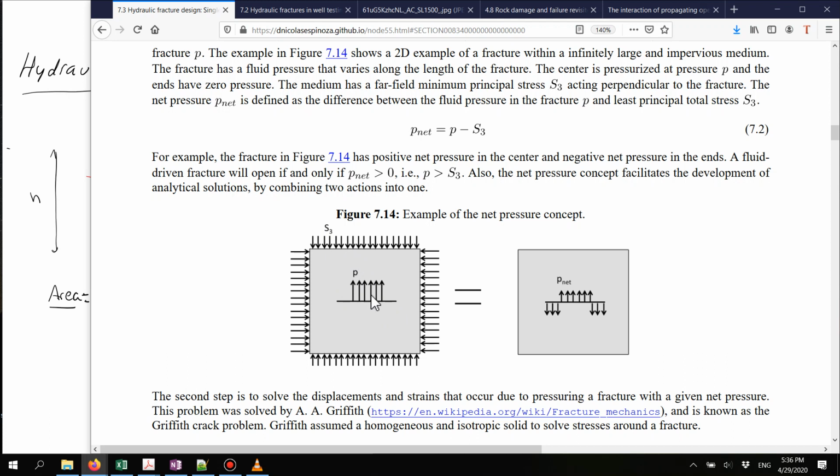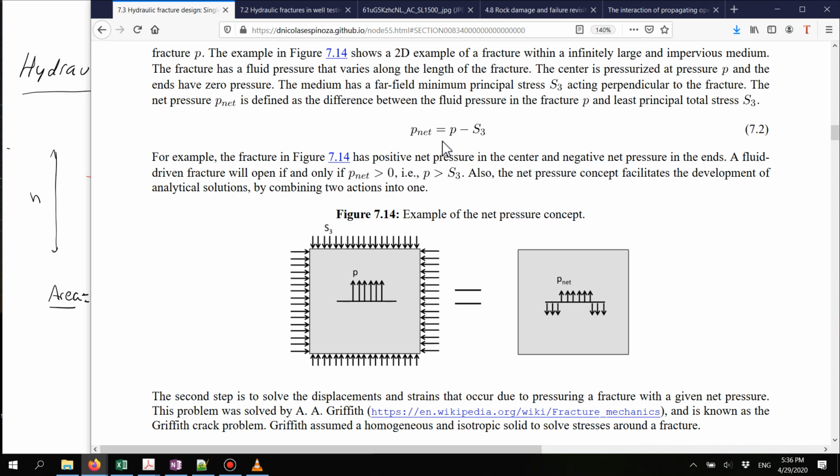For this fracture to be open, the pressure inside the fracture should be higher than the least principal total stress. That's a necessary condition for a fracture to propagate. And many times, instead of dealing with absolute values of pressure in the fracture, it's a lot easier to work with something called the net pressure. The net pressure is the difference between the fluid pressure within the fracture and the least principal stress.